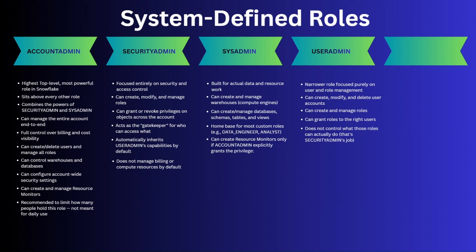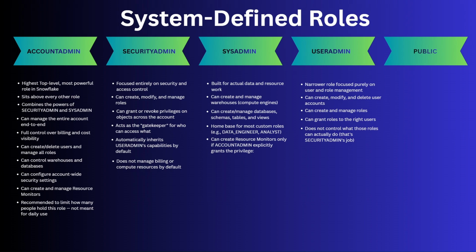User admin mainly manages users and roles. It does not control what those roles can actually do. For example, user admin can assign a data analyst role to a user, but deciding what data that role can access is mainly part of privilege and access management. So the simple way to remember it is user admin equals managing users and controlling the roles.